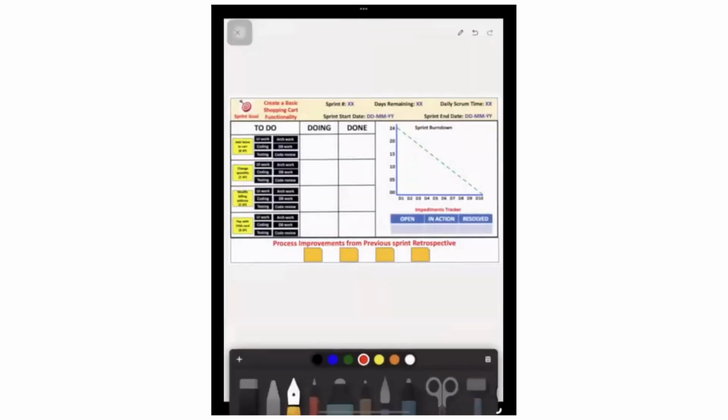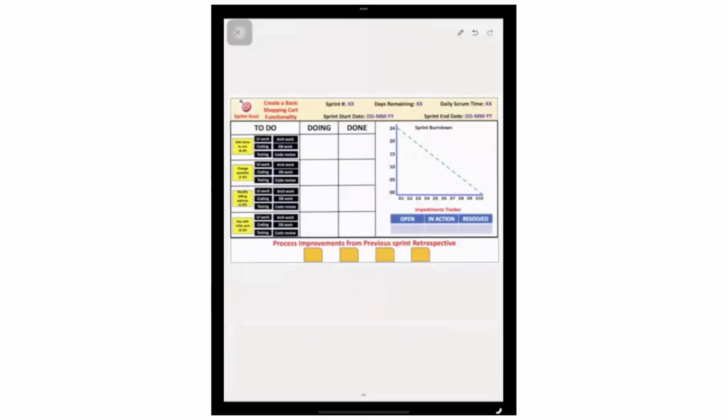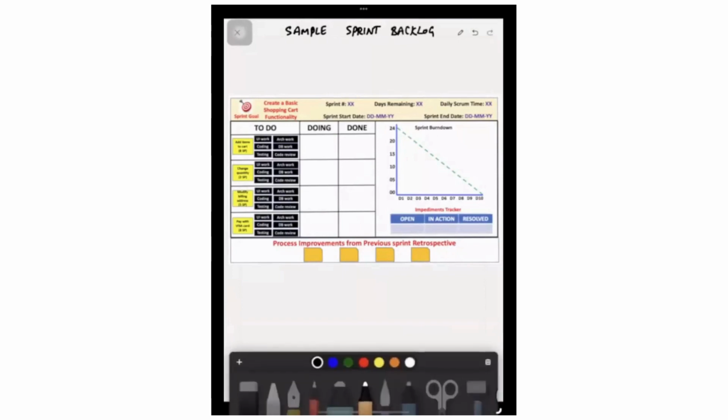So a sample sprint backlog looks like this after the sprint planning. And please note, this is not given by Scrum Guide. This is not a template recommended by Scrum Guide, because Scrum is a framework. So Scrum Guide does not give you any templates or structures or designs like that. Based on my experience, these are the things that you can include into the sprint backlog.